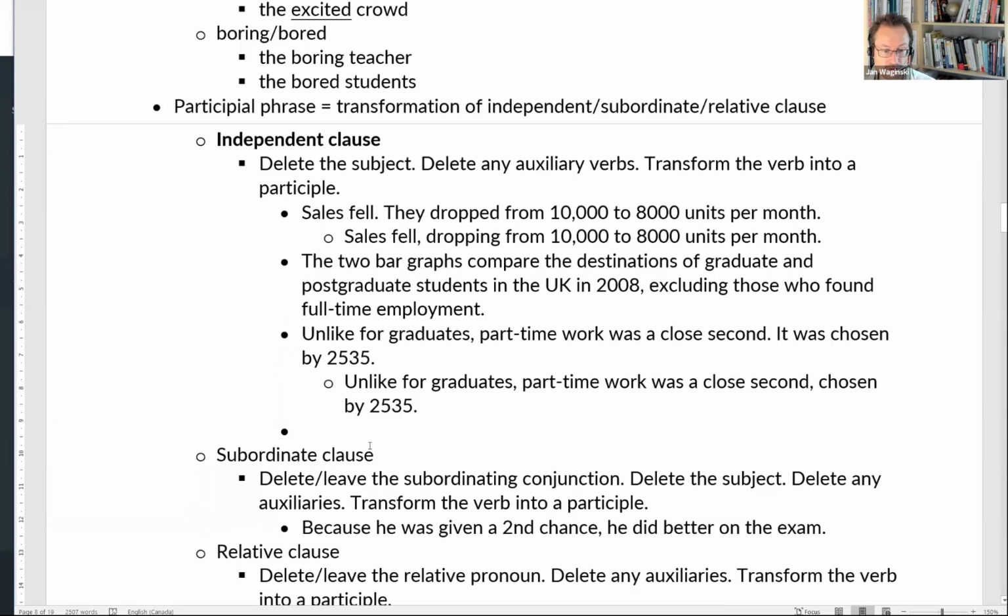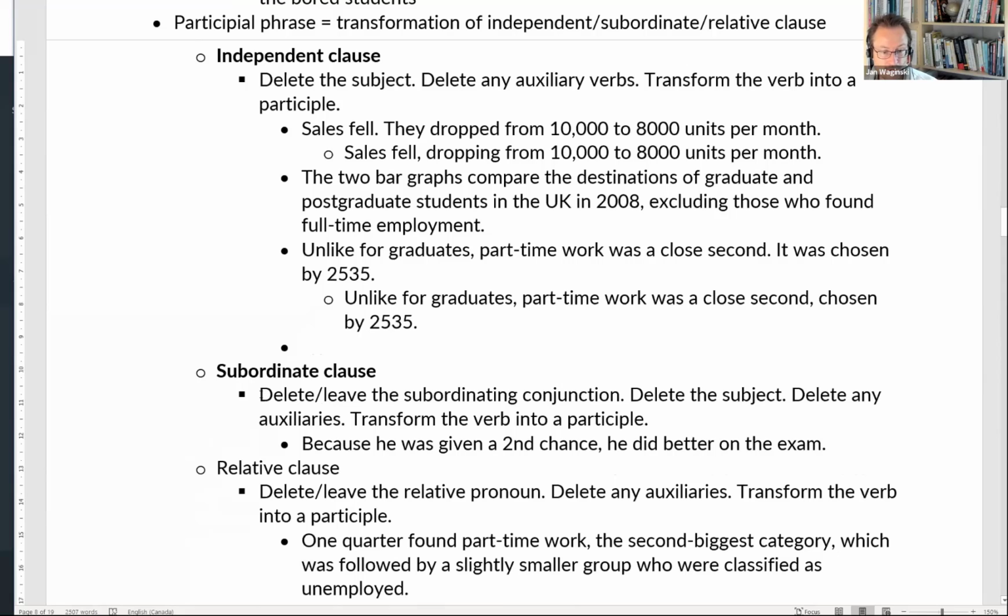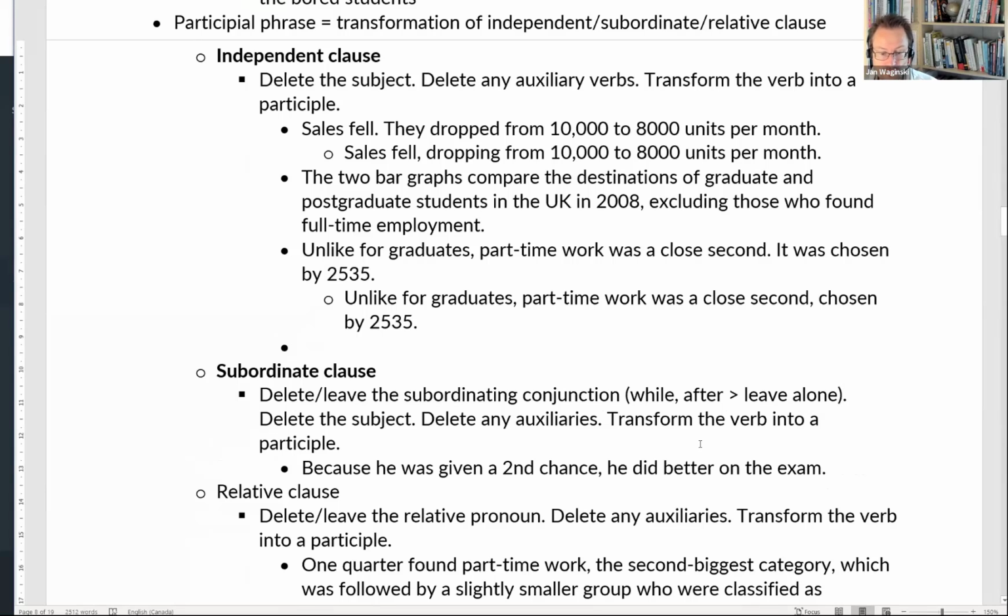Now let's look at some subordinate clauses. The pattern is pretty much the same. Except with subordinate clauses, in many cases you can delete the subordinating conjunction, but in many cases you can leave it. So when you have while or after, often leave those. But in many other cases, drop the subordinating conjunction. And subordinating conjunctions are those words that begin subordinate clauses. Because, while, since, although.